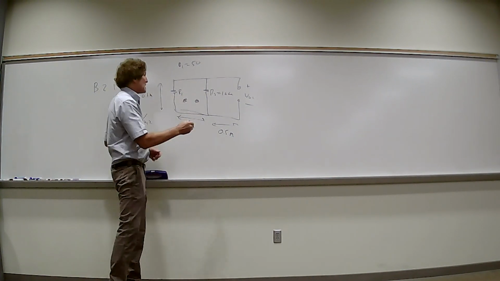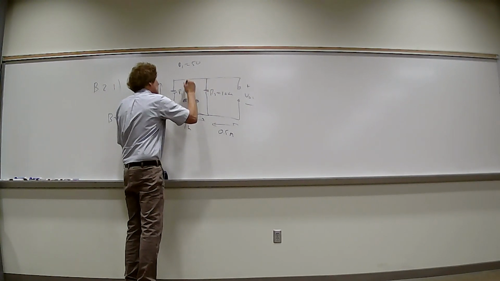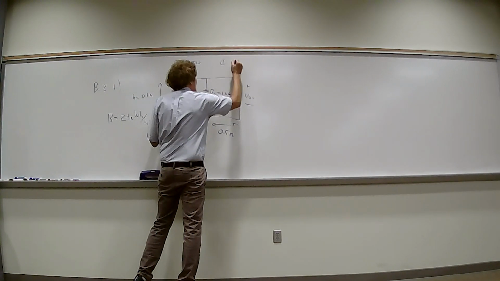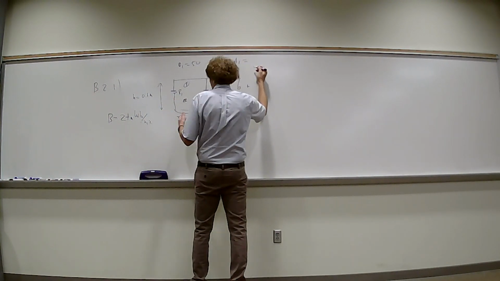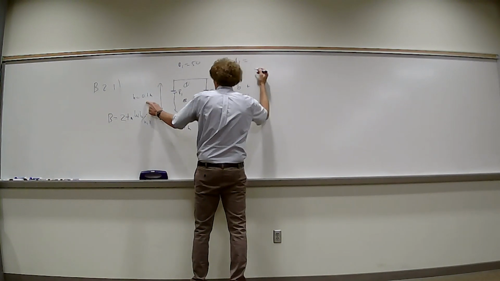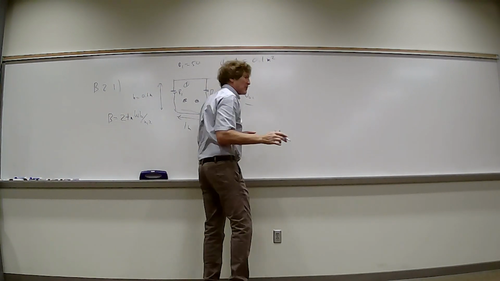Now, the way I do it, start with just one loop. Call it that loop. I'm going to assume this is loop 1. Loop 1 has area A1 equal to 1 times 0.1, or 0.1 meters squared. Do you all agree with this?